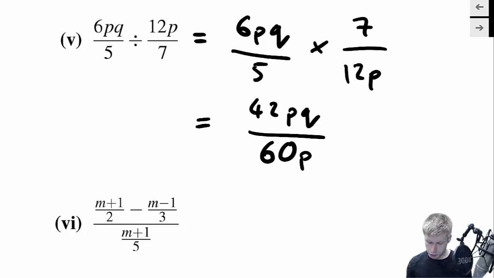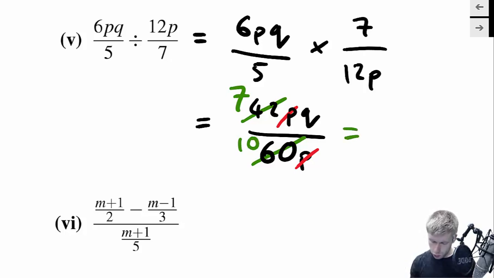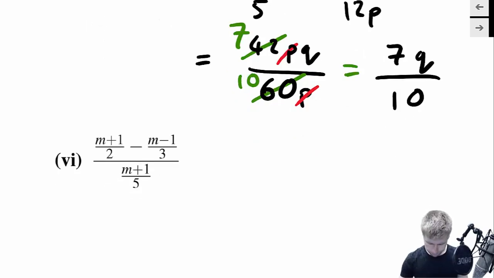And then I just cancel now. So, okay, the p's and the p's are gone. So I'm just left with 42q over 60. But then I can cancel more. I've got 42 in my 60, which goes 21 over 30. Or I can divide by 3, which makes 7 over 10. So it becomes in total 7q over 10. And that's that.